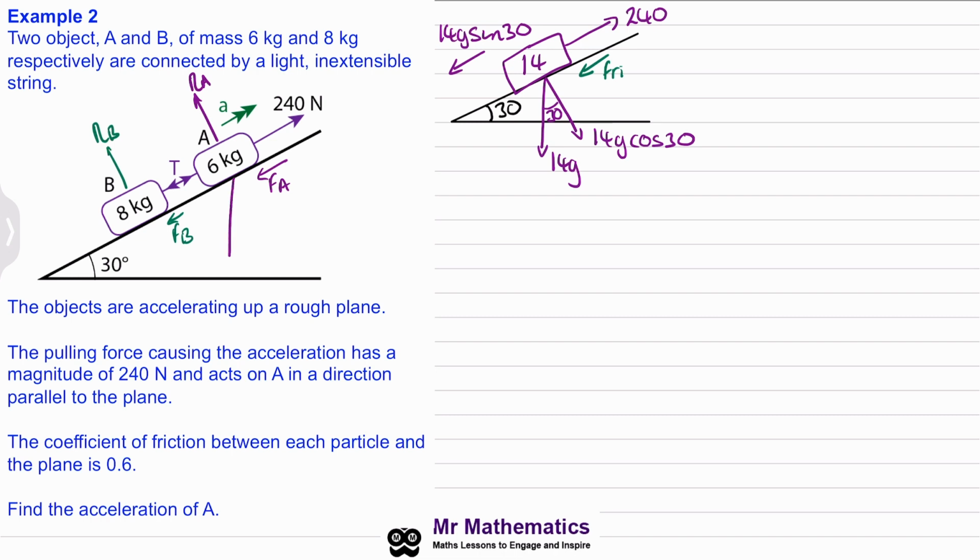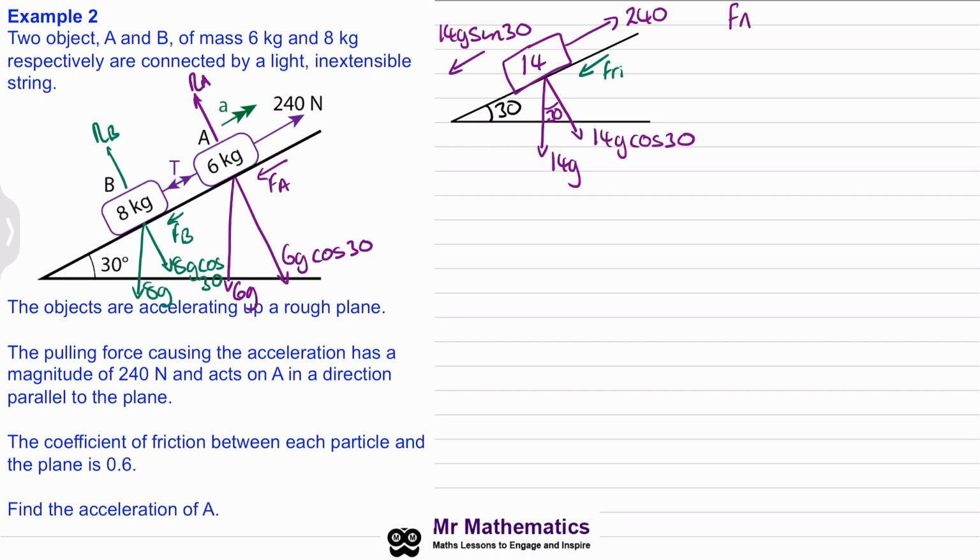So we know this 6 kilogram mass will have a weight of 6g. Its perpendicular component will be 6g cos 30. And for object B, we'll have a weight of 8g with a perpendicular component of 8g cos 30. So now we've got our normal reactions, we can work out the friction at each of these points.